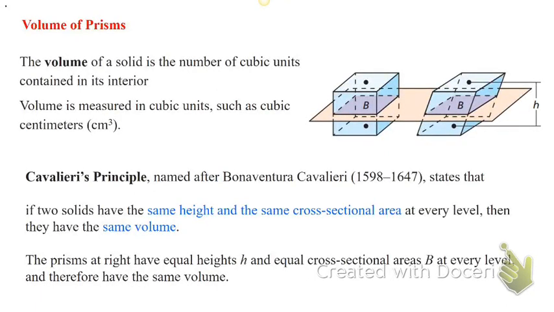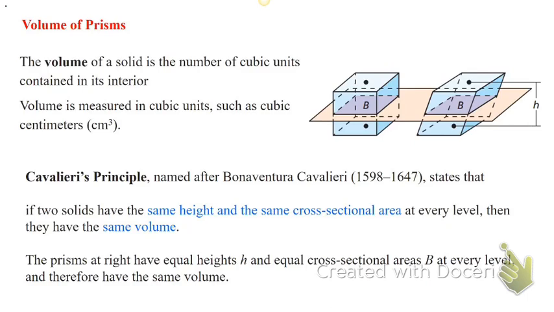All right, a volume of a prism. So the volume of a solid is the number of cubic units contained in its interior. So the volume is you fill up, like you're filling up a cube. Volume is measured in cubic units, such as a cubic centimeter, and you write it as centimeters cubed. Okay?